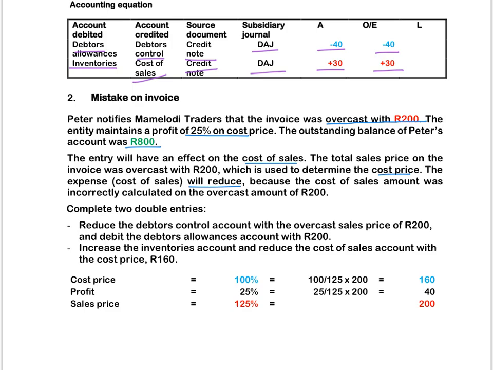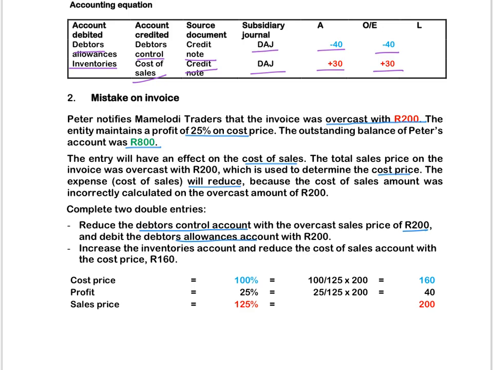You will have to complete 2 double entries. You will debit the debtors allowances account to indicate that the debtors allowances will reduce your profits because the sales price must decrease with the 200, and you will reduce your debtors control on the credit side with the 200 Rand because they owe 200 Rand less.